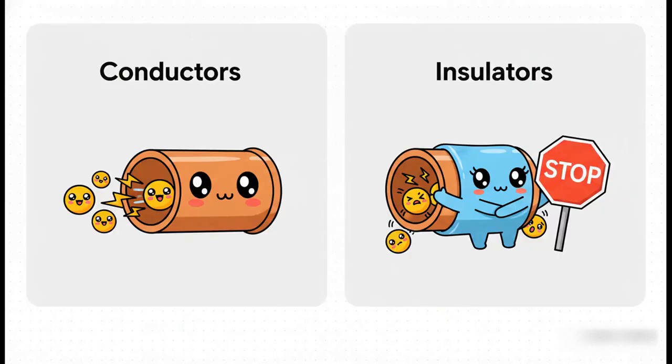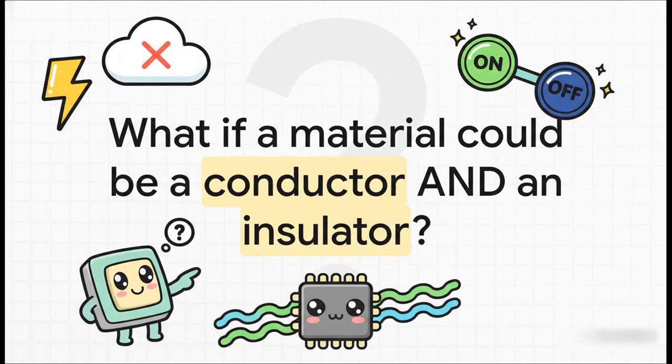We usually think about electricity in really simple terms. It's black and white. You've got materials like copper that are conductors. They let electricity flow through them like water in a pipe. And then you've got insulators, like the plastic on that copper wire, that just stop electricity cold. It's either on or it's off. But what if that wasn't the whole story?